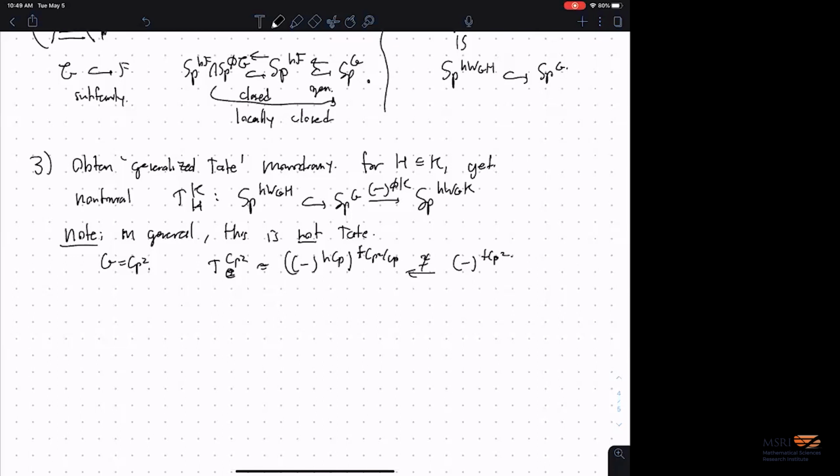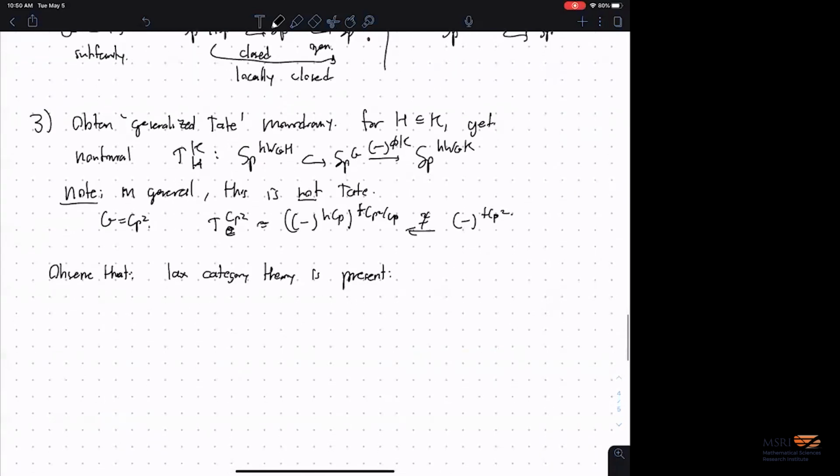Now we observe that if you think about the functoriality that these generalized Tate monodromy functors enjoy, that sort of lacks, this is where lax category theory appears. Lax category theory is present in the following sense. Namely, if I think about, for instance, a string of subgroups, H1 to H3, there's a natural map to H3, H2 composed with H2, H1, and this need not be an equivalence, not generally an equivalence.